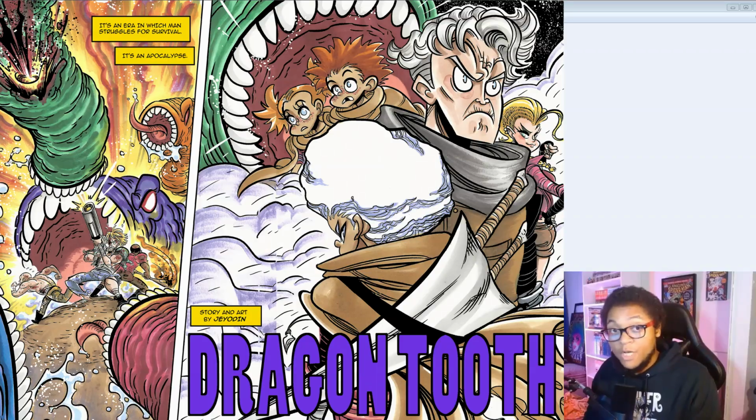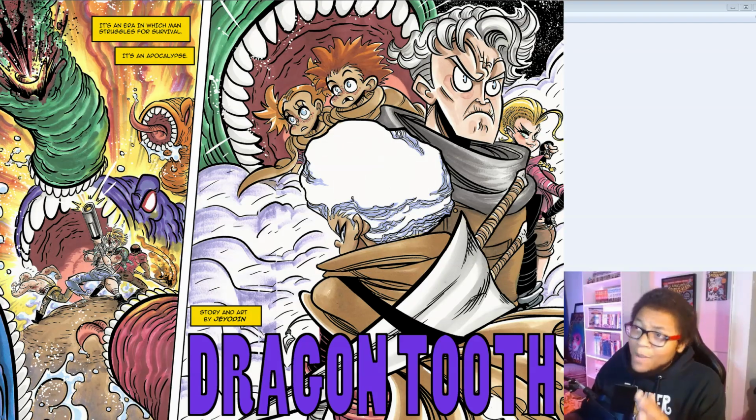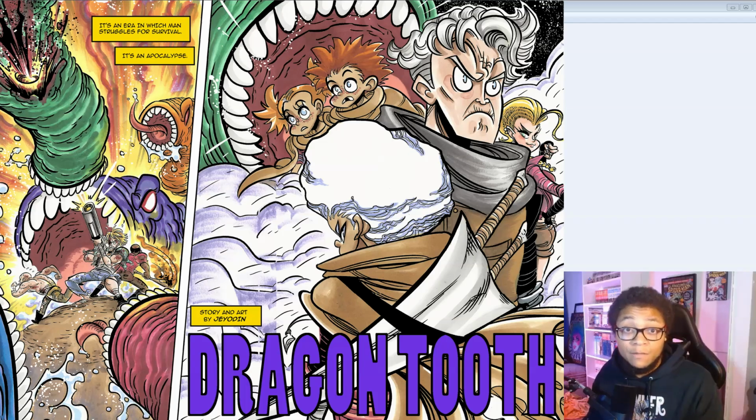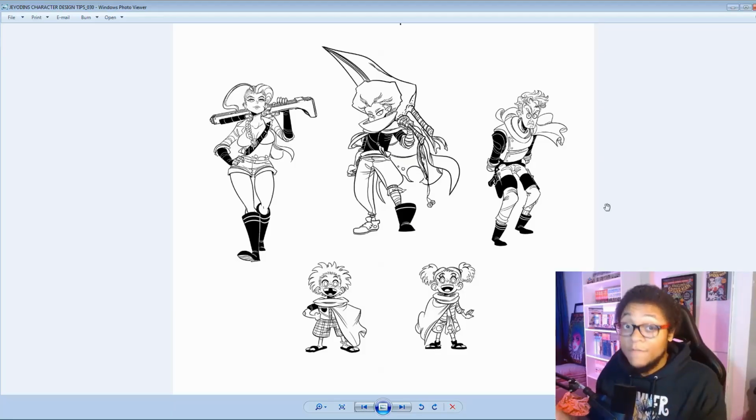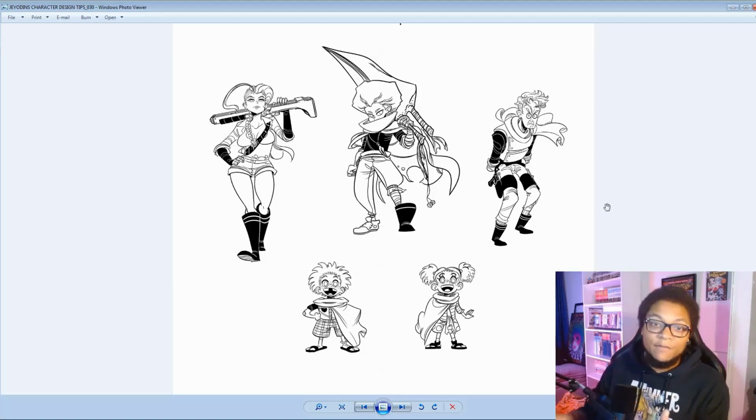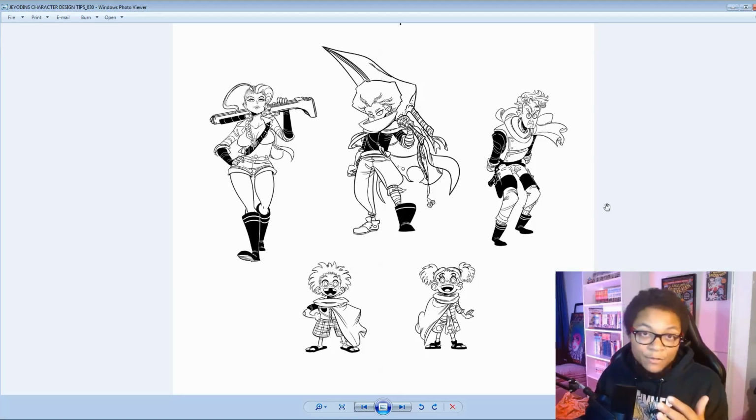Whenever you create your character's clothing, you need to think about the world that they're living in. For my one-shot Dragon Tooth, it was kind of an apocalyptic world where everybody was basically fending for themselves. These were the main characters of that one-shot. So if you're looking around, you can see that they have a lot of scarves, they have a lot of tears, they have an amalgamation of certain things. If you're looking at the main character, both of his shoes are different.